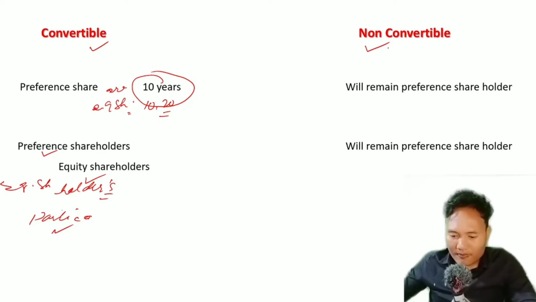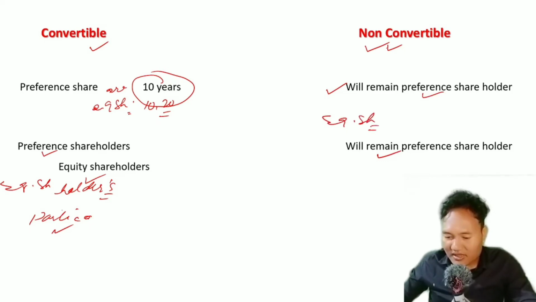But in case of non-convertible preference shares, the person who has invested in preference shares in the non-convertible form will always remain a preference shareholder. They are not going to be converted into equity shares throughout the company's life. It means for the whole period till the existence of the company, their preference shares will remain preference shares. They cannot be converted into equity shares or equity shareholders.